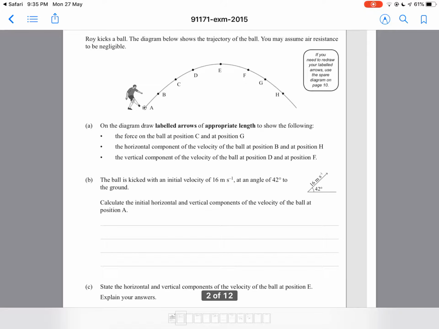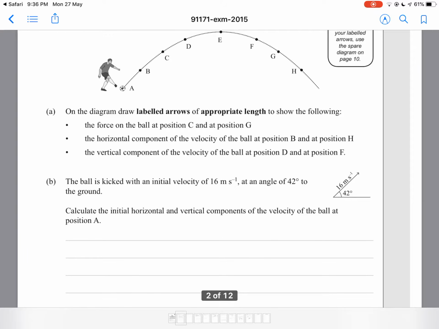Roy kicks a ball. The diagram below shows the trajectory of the ball. You may assume air resistance to be negligible. On the diagram, draw labeled arrows of appropriate length to show the following. The force on the ball at position C and at position G. The horizontal component of the velocity of the ball at position B and at position H. The vertical component of the velocity of the ball at position D and position F, okay?